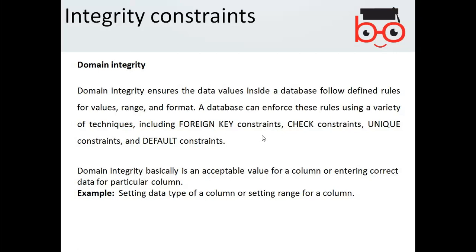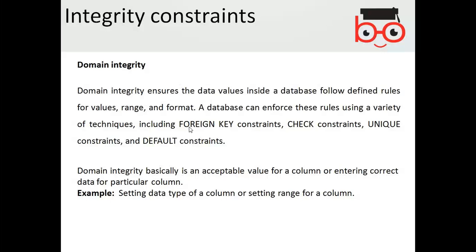A domain is a kind of range given to a particular column. When you say you are creating a foreign key, it is saying that the data is defined for a particular domain. A data domain has been defined. When you want to apply a check constraint, then it is domain integrity. When you apply a unique constraint, it comes under domain integrity. Default constraints also come under domain integrity.